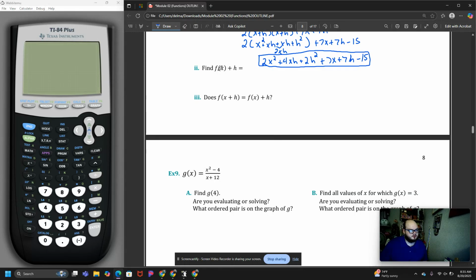Okay, now this just says to add h. That just means you add h on the end. Okay, because it didn't say to replace the x with x plus h. It just says add h on the end. So that one's just going to look like 2x squared plus the 7x minus 15 plus h, because it just said add h on the end. Are they equal? No.